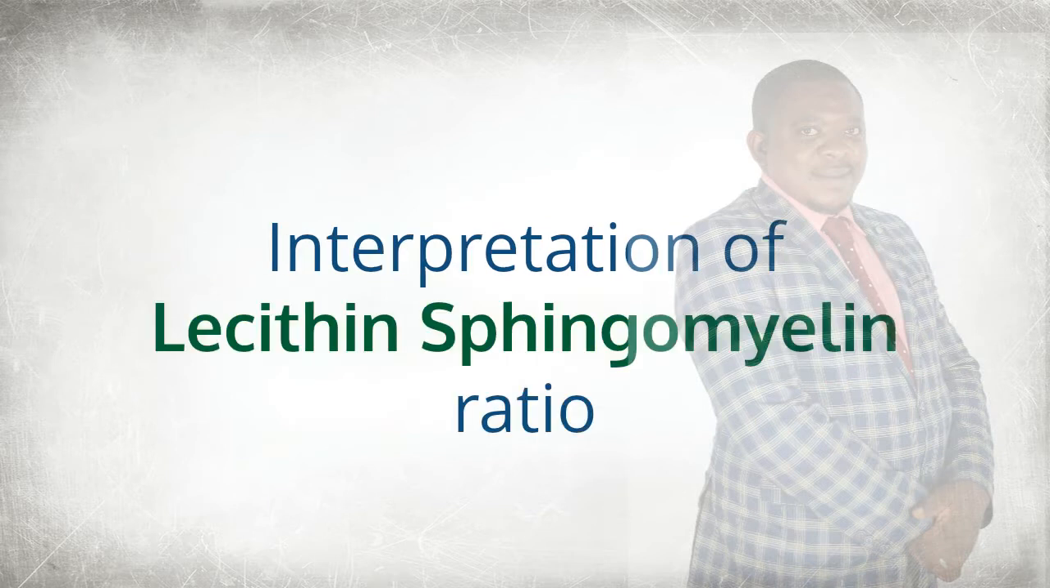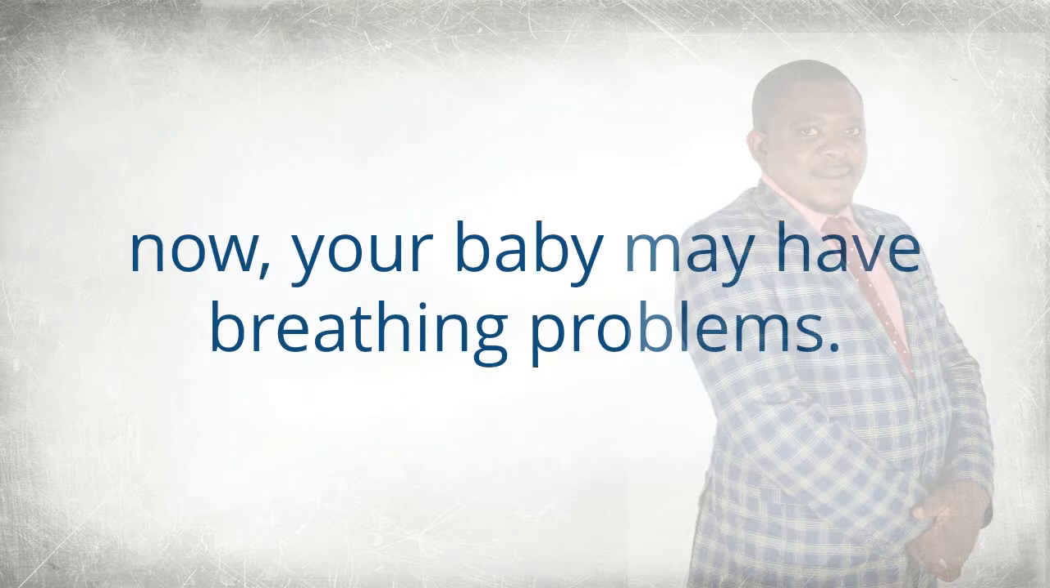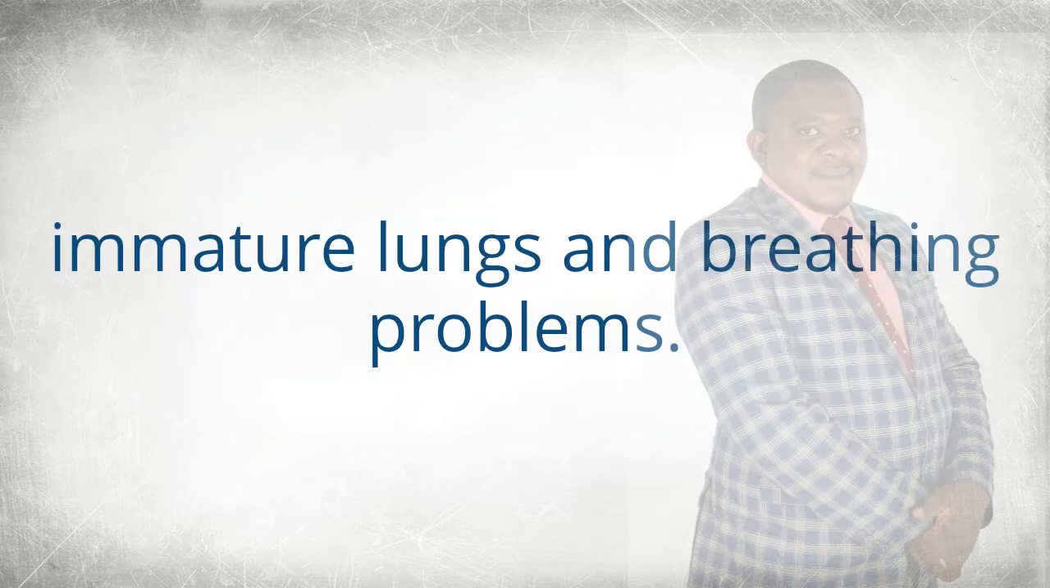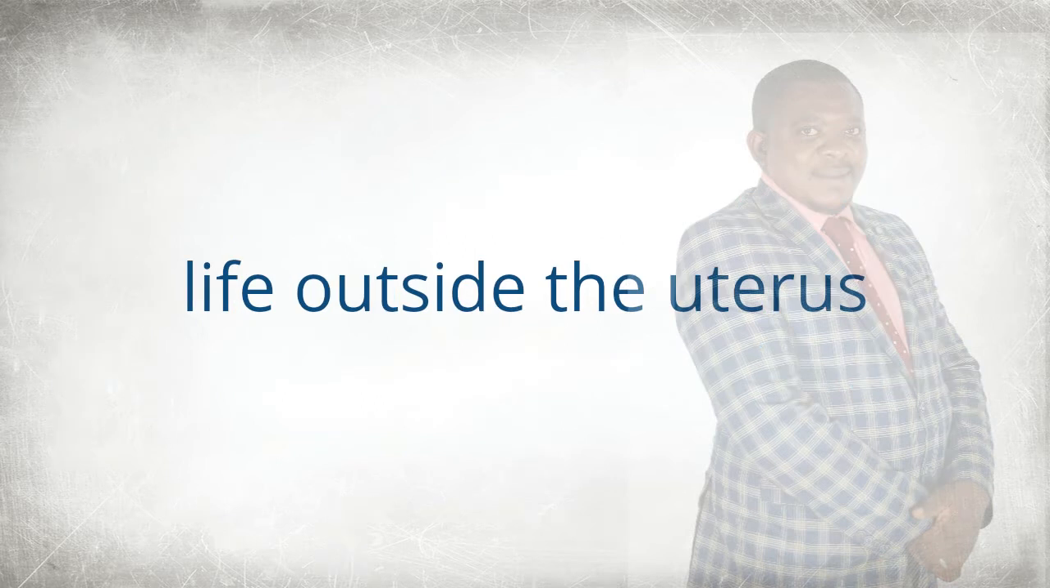Interpretation of lecithin-sphingomyelin ratio: a ratio of less than 1.5 to 1 means that the neonate's lungs are immature. If born now, your baby may have breathing problems. A ratio between 1.5 to 1 and 1.9 to 1 means that the neonate may be at risk for immature lungs and breathing problems. A ratio of more than 2 to 1 means that the neonate has mature lungs and is ready for life outside the uterus.